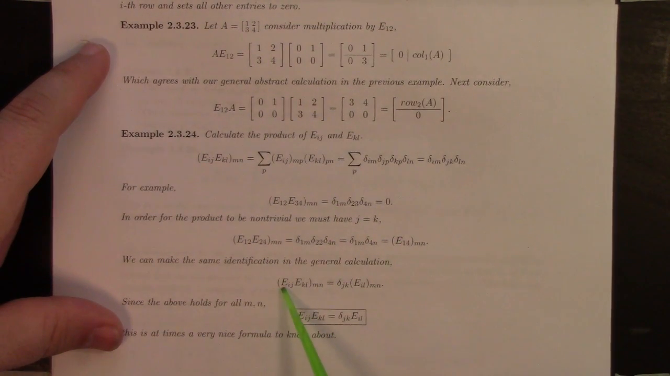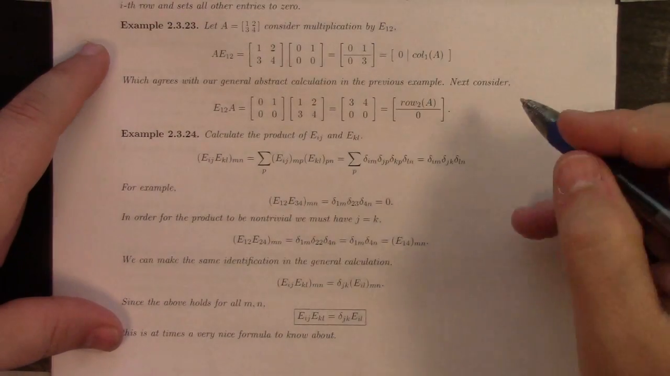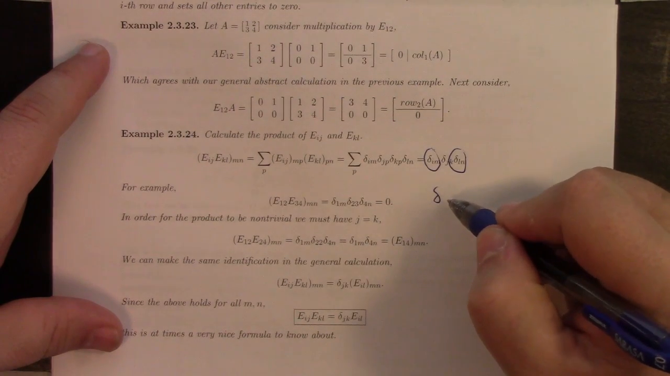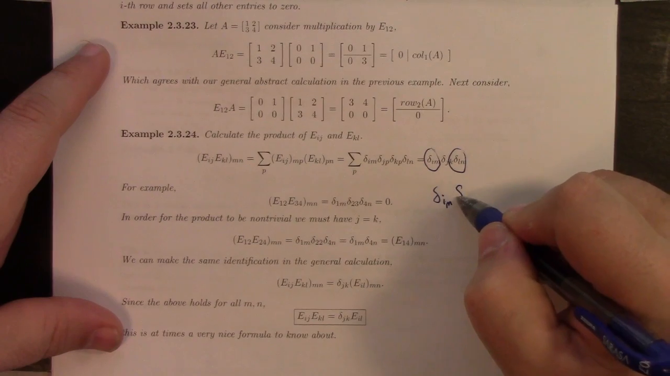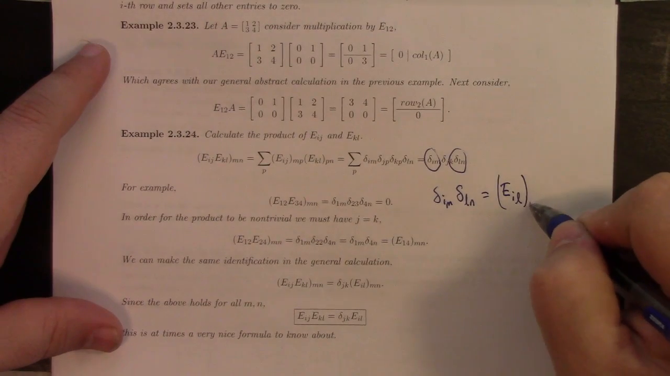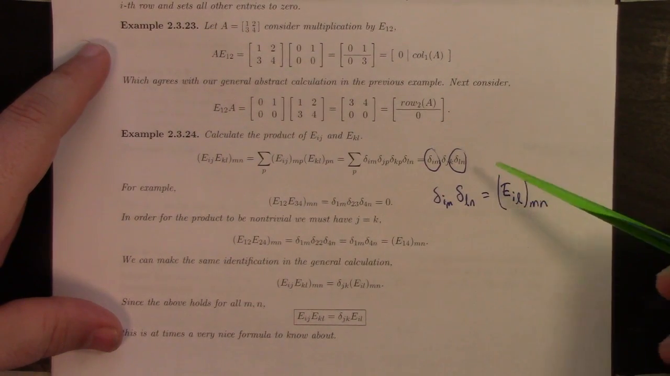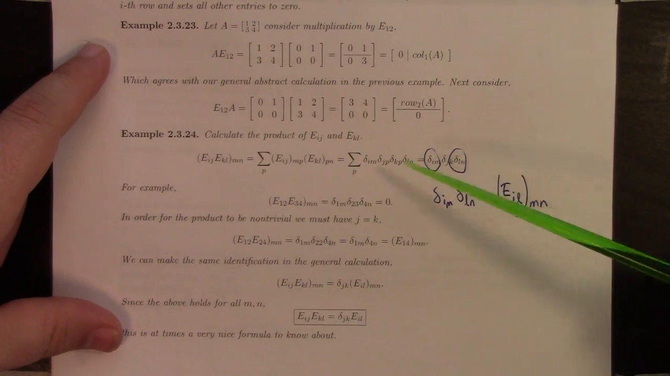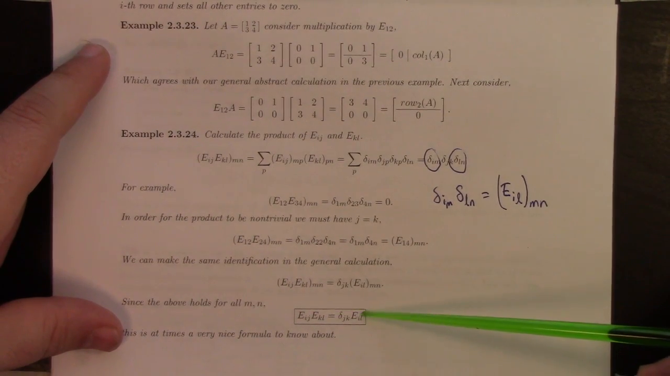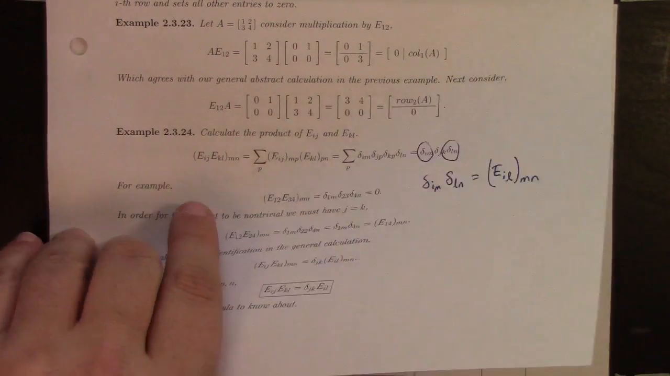In general, I'm trying to explain this calculation, but really it just boils down to this. If we take this and that and put it together, delta im delta ln is equal to the mn component of E_il by definition. I'm just identifying that, and then there's a Kronecker delta jk that survives. So there's the formula: E_ij E_kl is equal to Kronecker delta jk E_il. The product of two matrix units is again a matrix unit, and it's only non-zero if j and k happen to match up.